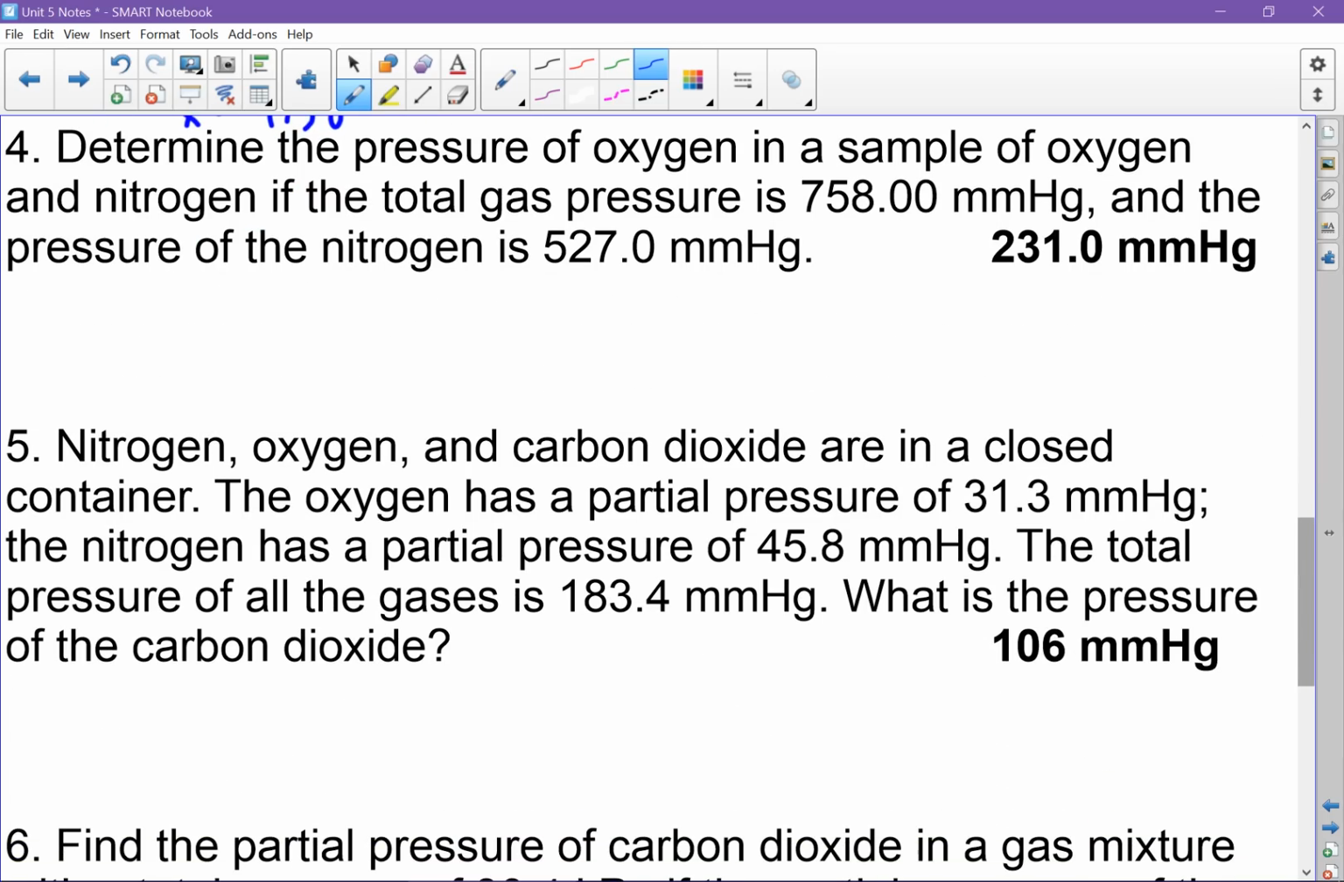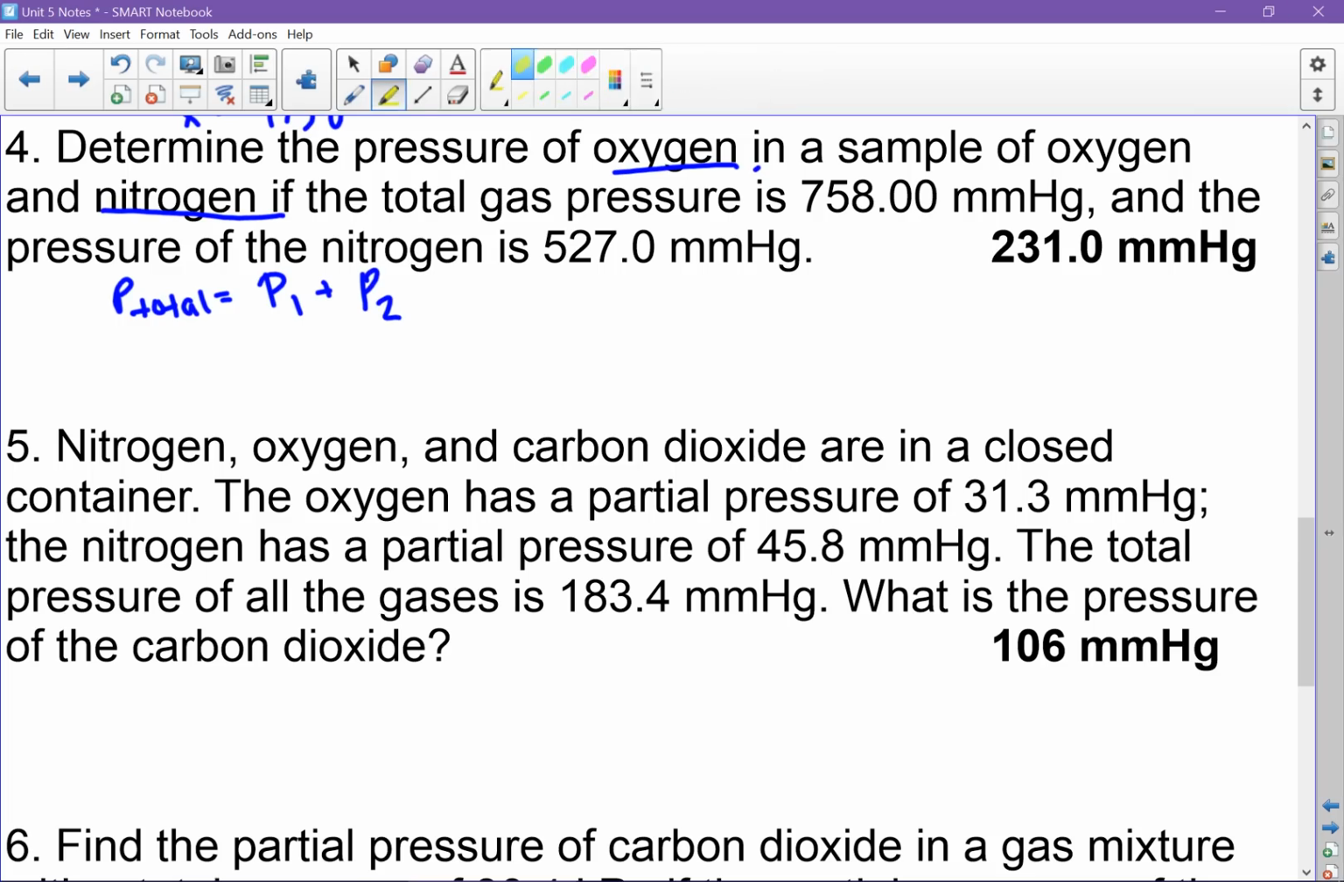Let's take a peek at number 4. Again, I don't see any percentages in the question, so we're going to do the law of addition. So P total equals P1 plus, I see oxygen and I see nitrogen again, so only 2 partial pressures. Let's look for the numbers that we need. So in this one it asks for the pressure of the oxygen. Again, that's one of the partial pressures. So you're missing either P1 or P2. It doesn't matter which one you choose. It gives me the total pressure right here.